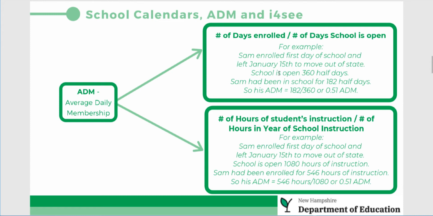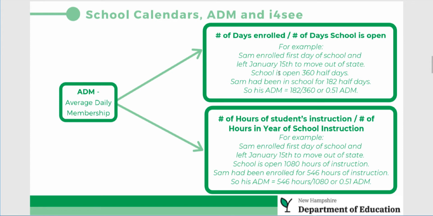State law has allowed schools not only to track students based on the number of days or half days they're enrolled, but also the number of hours of instruction they receive. So one of the main changes you'll see through this system is that you now can identify the number of hours of instruction for students as opposed to the number of half days or days they're enrolled. So in the similar case for Sam, we might identify that a given school is open 1080 hours of instruction over the course of the year. Again, that would be from the first day of school to the last day of school.